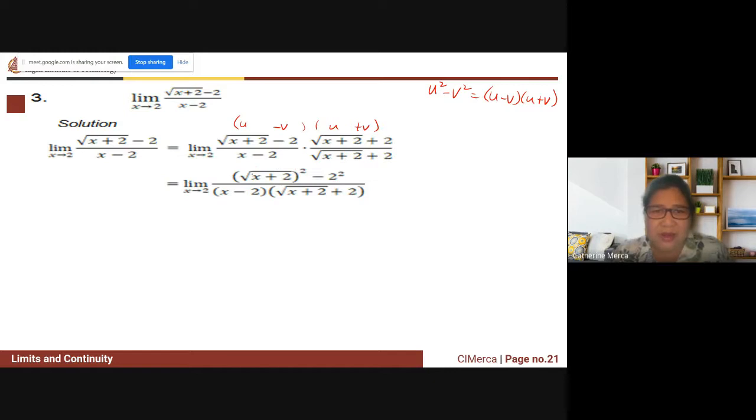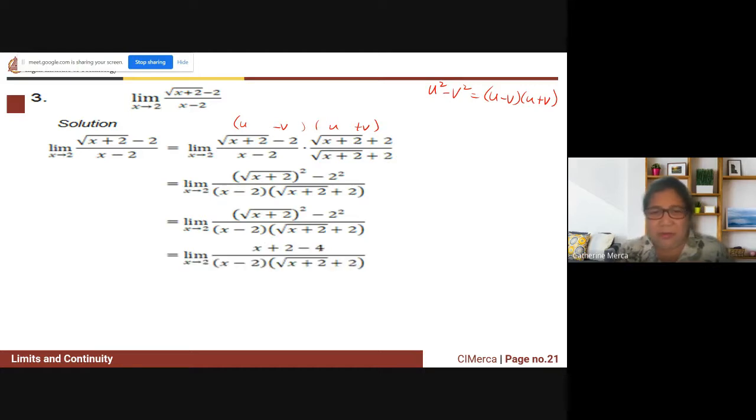The radical sign is removed right away. So you will now have x plus 2 squared minus 2 squared, or the radicals are gone as I've said: x plus 2 minus 4, all over x minus 2, square root of x plus 2, plus 2. So again, what is x plus 2 minus 4? That is x minus 2.